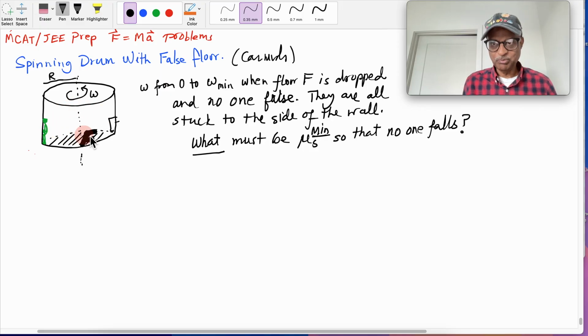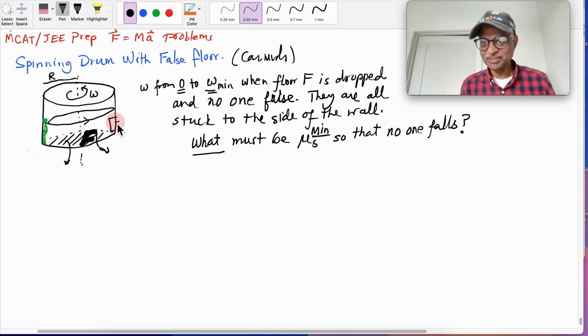Now they spin. So you go from 0 to some speed. They know how fast to get it going, and at that point, this floor just drops off, but you keep spinning. You keep spinning in this horizontal circle, and everybody's stuck to the sidewall. It's a lot of exciting fun. Done that, so let's see.